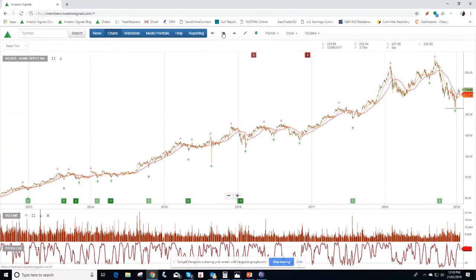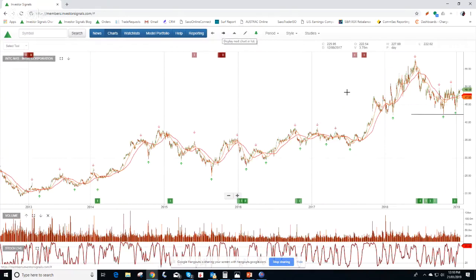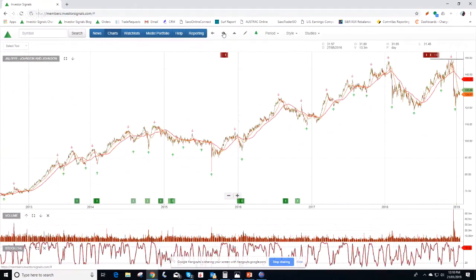Home Depot, that's under buy conditions. IBM is under buy conditions. Intel, so strong uptrend here, was supported around 45, so that's in the model.